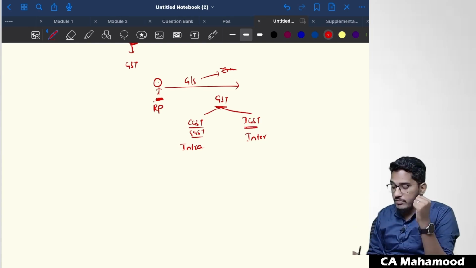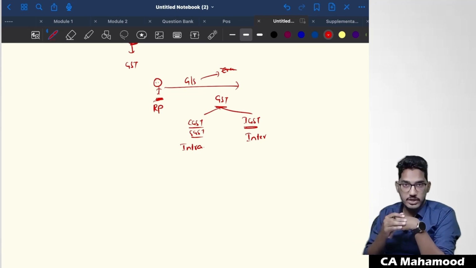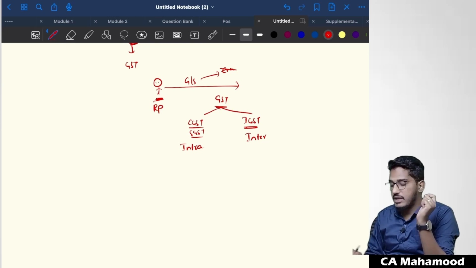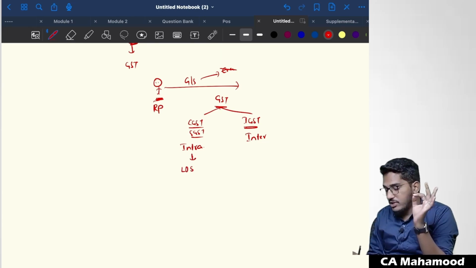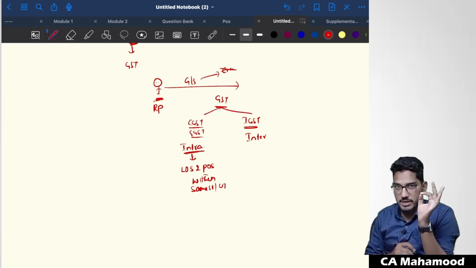Sir, how to determine whether the supply is an intrastate supply or an interstate supply? The conditions given under the GST Act are, we call a supply an intrastate supply if the location of the supplier and place of supply are within the same state or union territory, then we call it an intrastate supply.